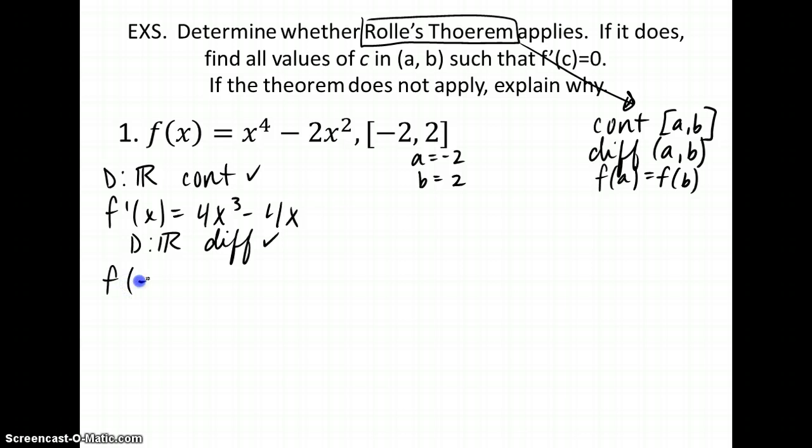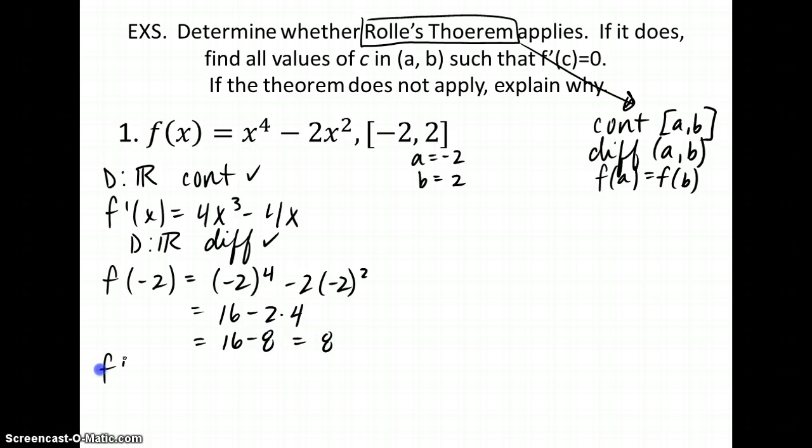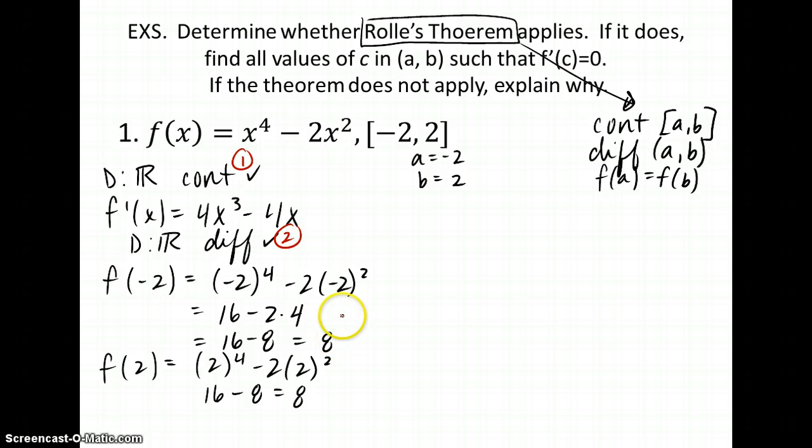And then my third condition, when I plug -2 into the function, 16 minus 2 times 4. This is correct, right? Yes. 16 minus 8. Oh, never mind. f of 2, 2 to the 4th, minus 2 times 2 squared, and we would get 16 minus 8. So all 3 conditions are satisfied: continuity, differentiability, and then for these two, f of a equals f of b.